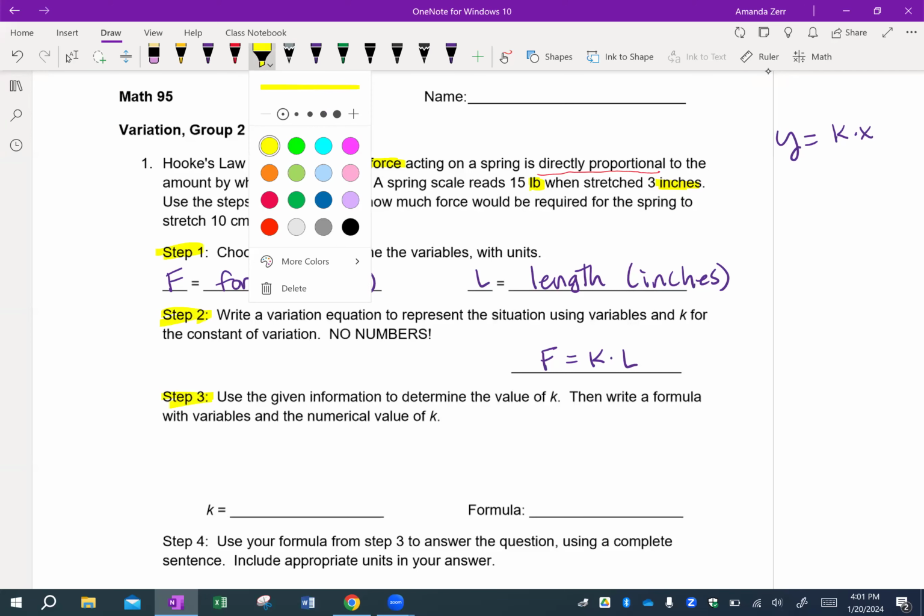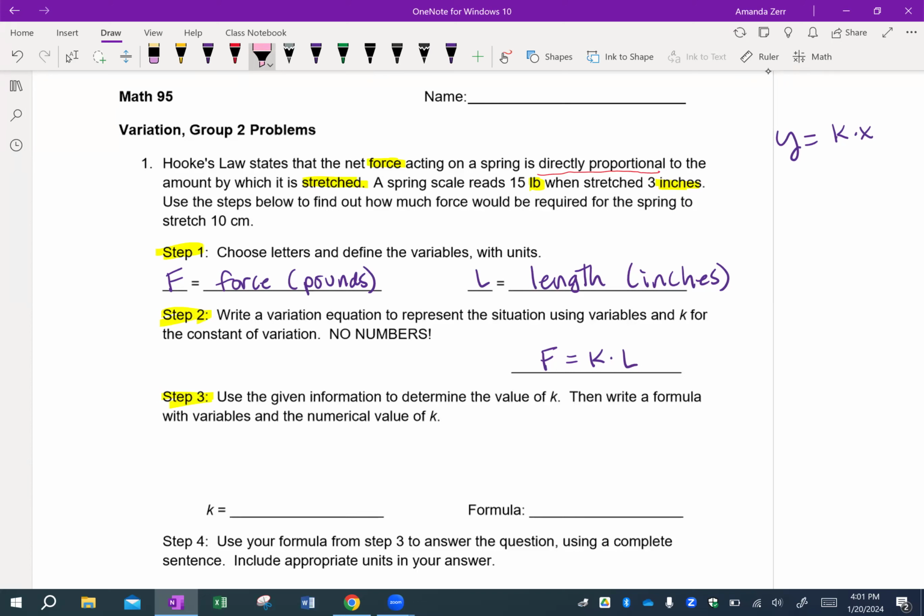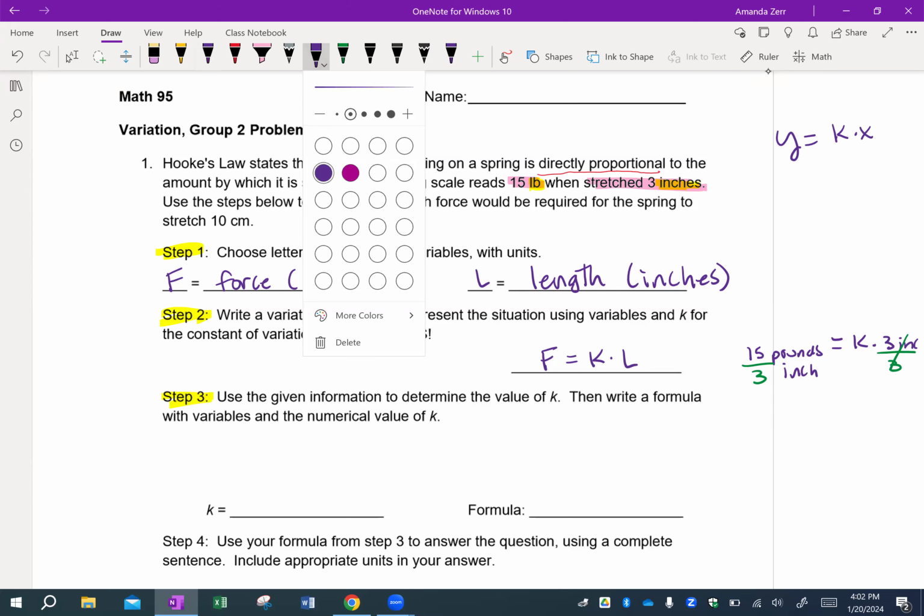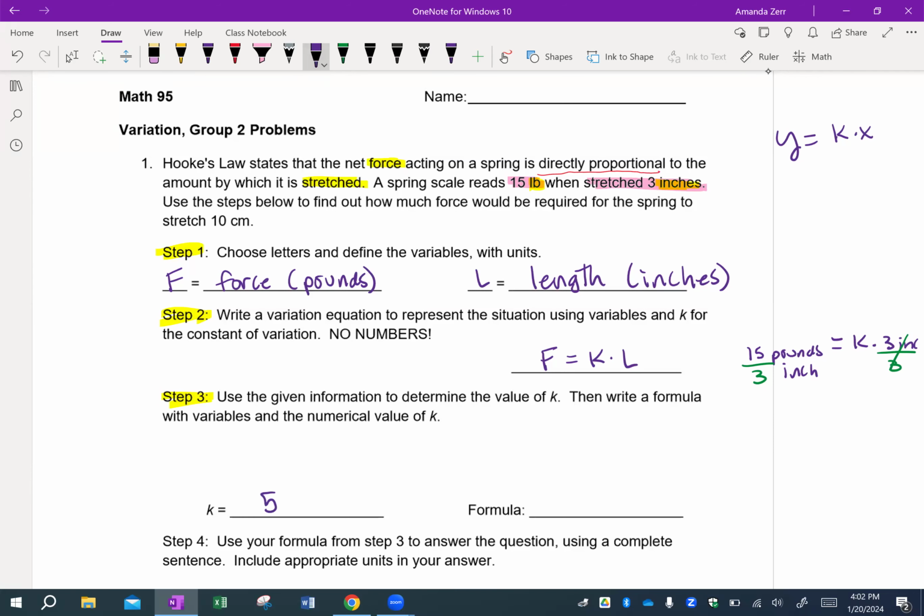So we can do that. We will use this example where we have a force of 15 pounds and it's stretched 3 inches. So 15 pounds is equal to k times a stretch of 3 inches. So I can divide both sides by 3. And my units on this would be pounds per inch. And 15 divided by 3 is 5. Okay, so k is worth 5. But our units there are pounds per inch.